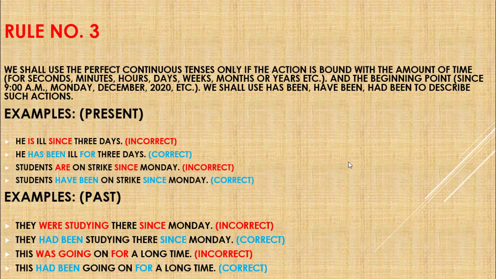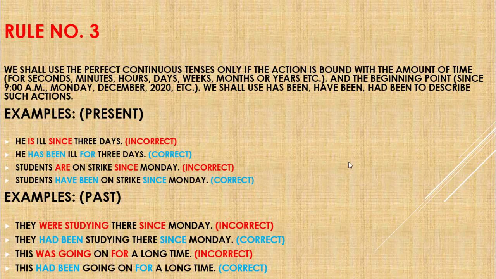Rule number 3 is, we shall use the perfect continuous tenses only if the action is bound with the amount of time, like for seconds, for minutes, for hours, for days, for weeks, for months, or years, etc., and the beginning point, like since 9 a.m., since Monday, since December 2020, etc. We shall use has been, have been, or had been to describe such actions.